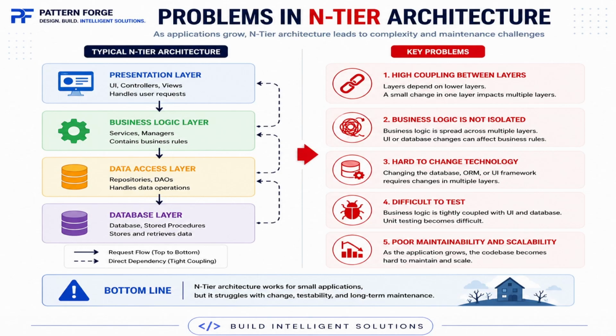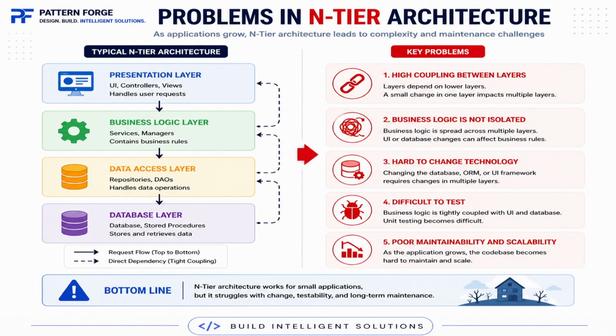Before we understand the solution, we first need to understand the problem. Most of us have worked with N-tier architecture at some point in our careers. In fact, many enterprise applications still use this architecture today. So, is N-tier architecture wrong? Absolutely not. For small applications or simple CRUD projects, it's a perfectly good architecture. It's easy to understand, quick to develop, and gets the job done. The real challenge begins when the application starts growing.